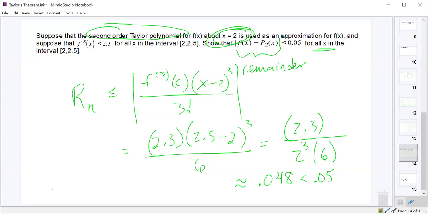Does that make sense to everybody? Or no? Why we chose 2.5? Makes sense. Okay. That's also the same reason why you chose 2.3 for the third derivative, right? Because that's the largest value. You know that it's the largest that the third derivative could possibly be, so we picked 2.3. 2.5 is the value on our interval that makes this the largest. And then we have our 3 factorial in the denominator. Good or no?